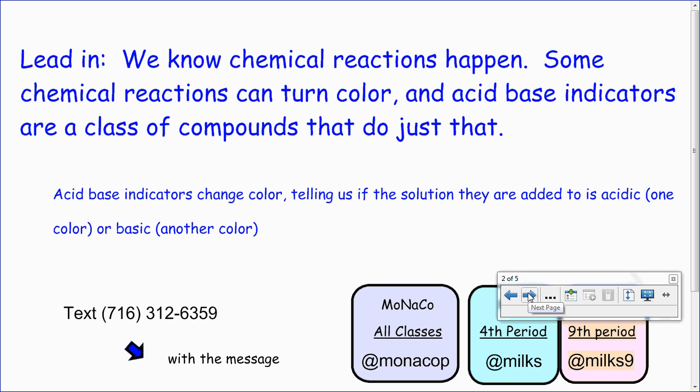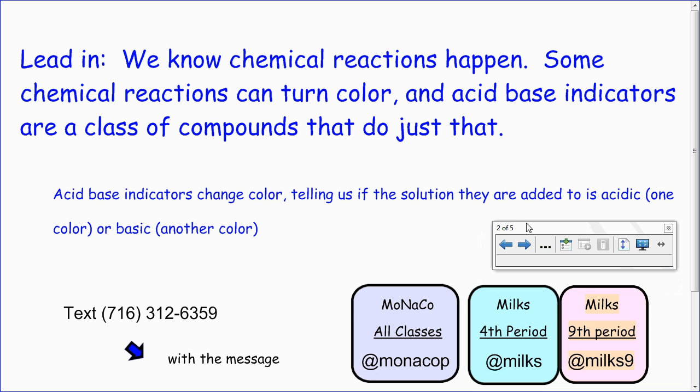We know chemical reactions happen. Some chemical reactions can turn color, and acid-base indicators are a class of compounds that do just that when they touch acids or bases. So they're one color in an acid and a different color in a base. That's why they're useful, because they can tell us, is the solution acidic or basic?